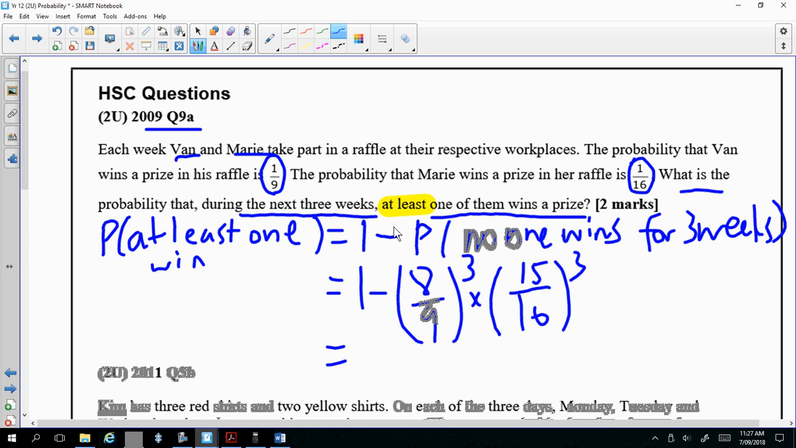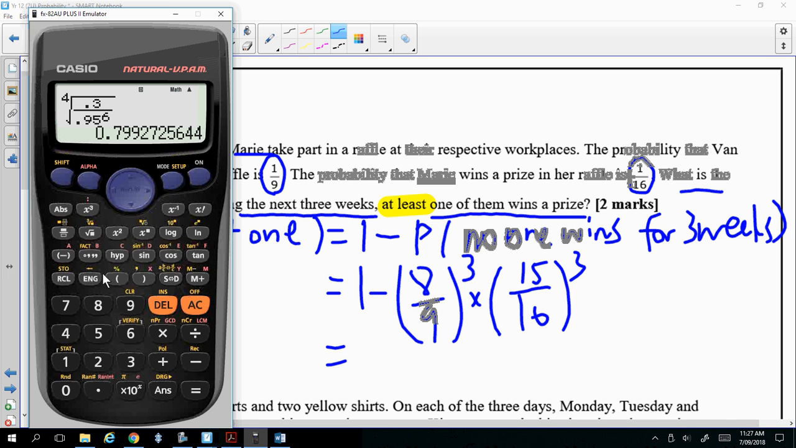Let's see. So what's the chance of winning at least one prize? I think it will be pretty high. So you will probably win something in 3 weeks. So you go 8 over 9 to the power of 3 times 15 over, oops. Great. Okay, good. What do you get? 91 over 216. Not very high, but not very low. Okay, good.